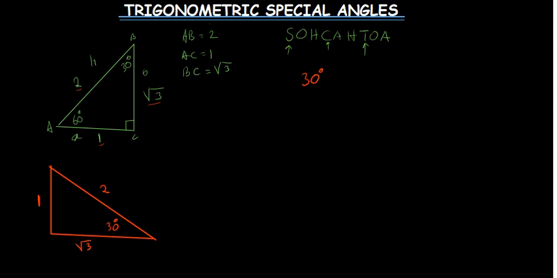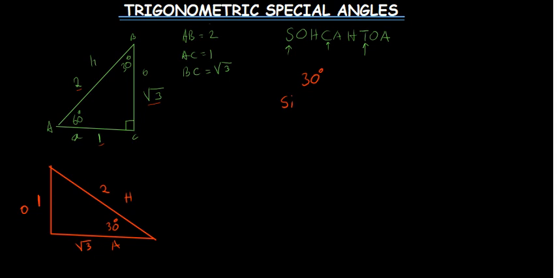Here, this is our adjacent, and this is our opposite, and that becomes our, sorry, this is the hypotenuse. This is our opposite, and that becomes our adjacent. The root of 3 is the adjacent, 2 is the hypotenuse, 1 is the opposite.